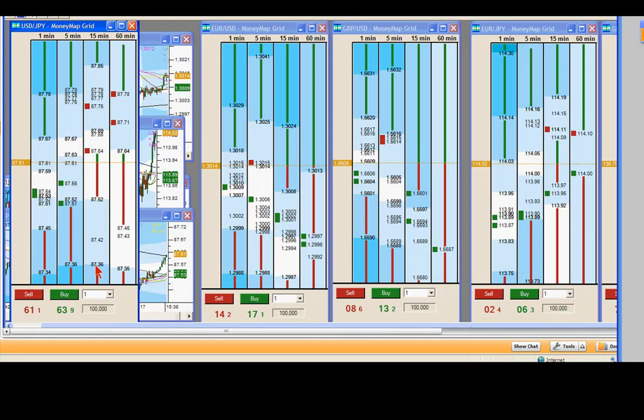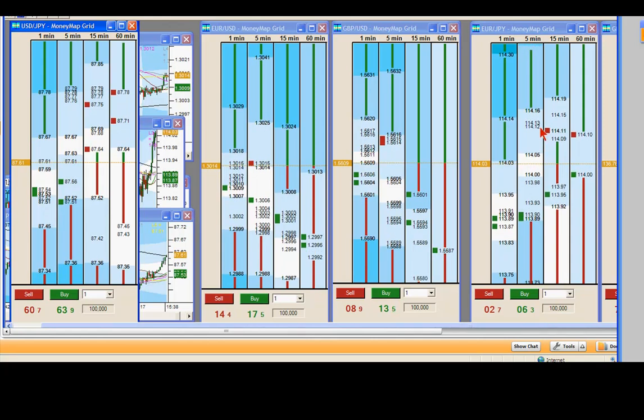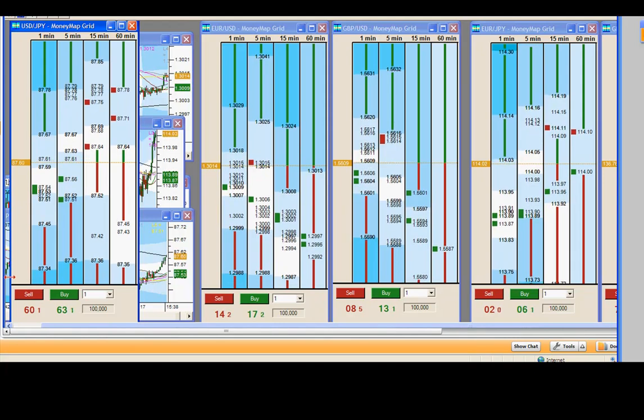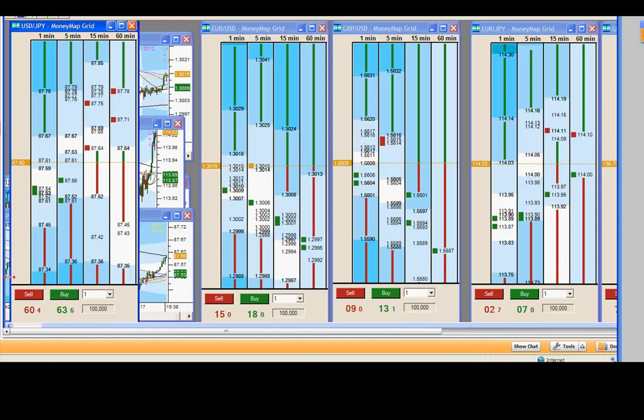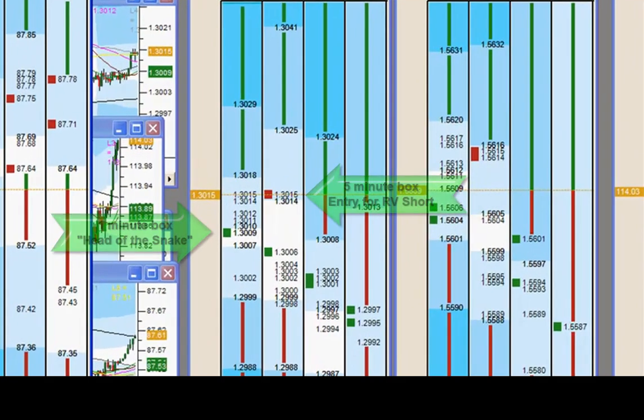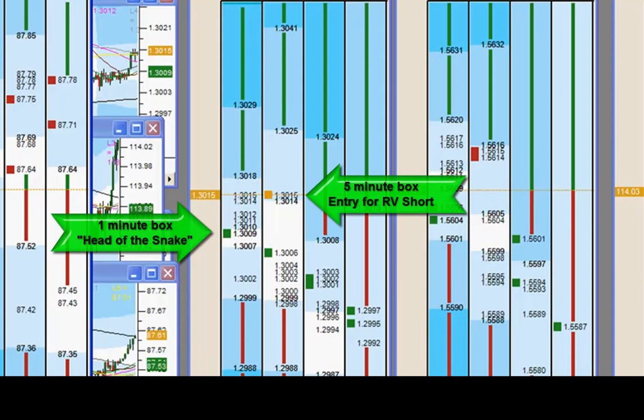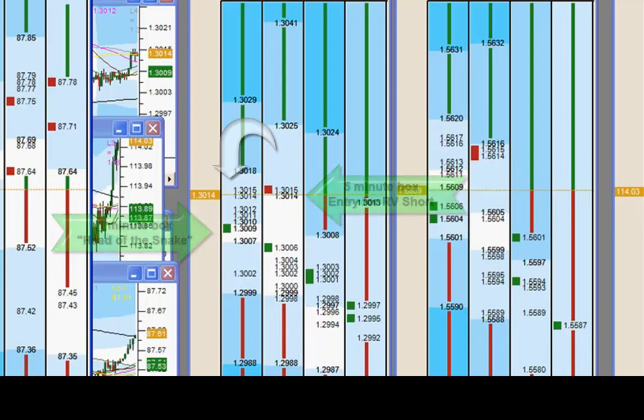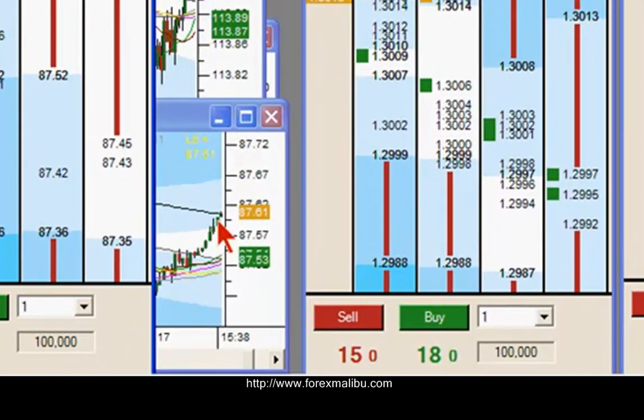Okay, well, let's see. We've got euro dollar and pound dollar both set up in reverse vanilla entries. You can tell the reverse vanilla because the 5-minute box is on top and the 1-minute box is lower than the 5, and all the other time frame boxes, 15 and 60, are lower than the 5. So the head of the snake is turned from up to lower.